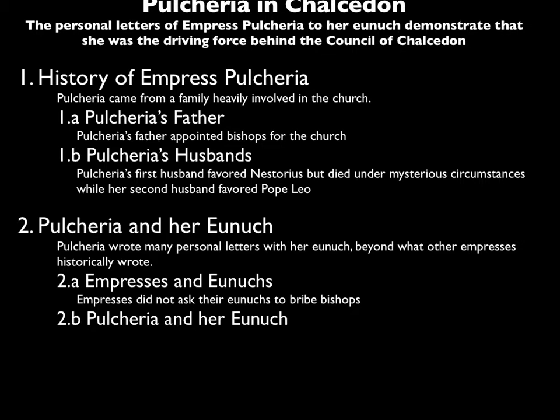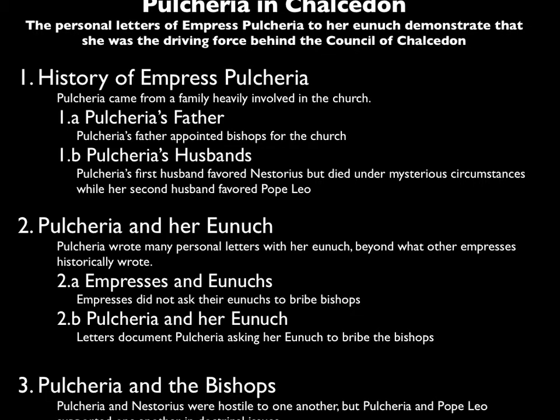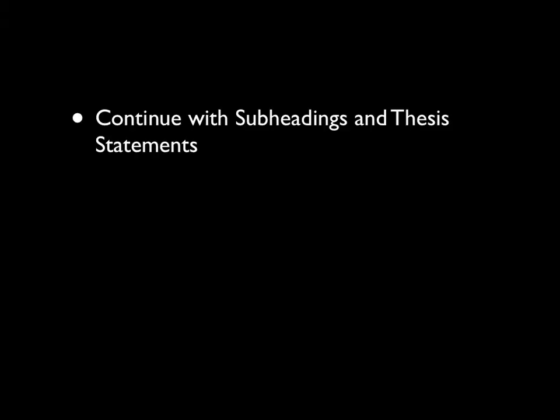All right, we are moving on to the second section in chapter 2, Pulcheria and her eunuch. Letters document Pulcheria asking her eunuch to bribe the bishops. So this is our thesis statement of section 2b. So hopefully you can understand how the thesis statement of each section drives towards the thesis statement for the chapter, which drives towards the thesis statement for the dissertation. And then Pulcheria and the bishops. Oh, that ran off the bottom again. Pulcheria and Nestorius were hostile to one another, but Pulcheria and Pope Leo, and that should say, shared the same doctrinal beliefs. All right, let's move on.